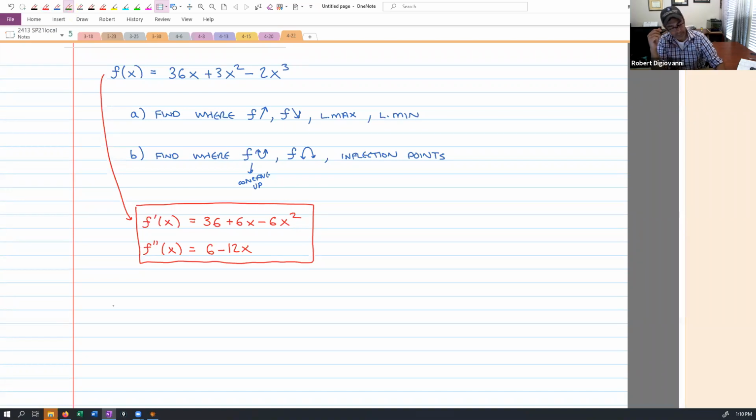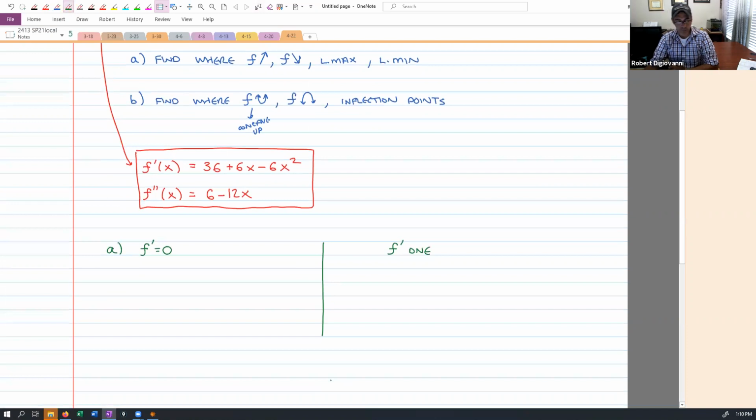Okay, so part A. To figure out where the function is going up and down, where I have local max and mins, I'm going to find the critical numbers. So I'm going to take the first derivative and set it equal to 0. And I'm also going to look at the first derivative and figure out where it does not exist. Those are the two things I need to figure out. So I take my first derivative, 36 plus 6x minus 6x squared. I set it equal to 0.